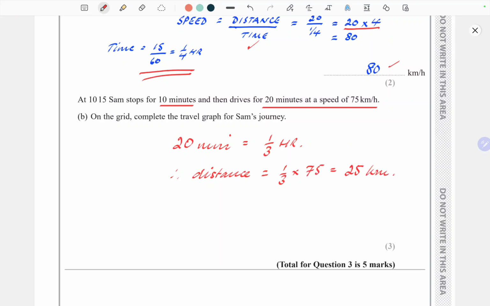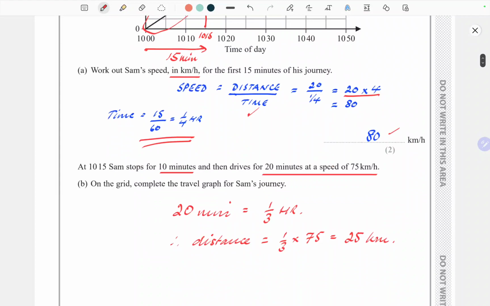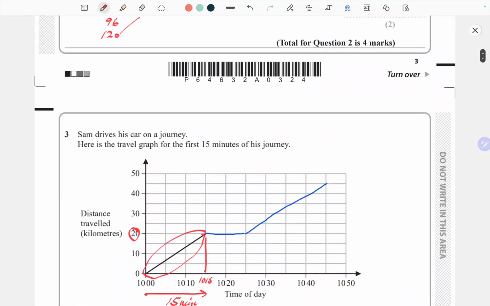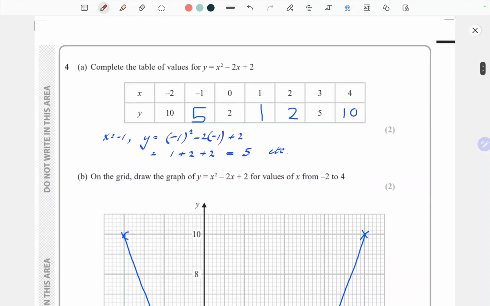Now, I think I remember the score sheet saying that you don't actually have to show the calculation as long as it's implied in the graph. So there you are. That is your plus 25 kilometers on top of what you had. So it goes up to 45. And the time, again, is 10:25 to 10:45, 20 minutes, plus the 10 that you had there. That should be fairly simple. Next one, just one example. It's a quadratic.